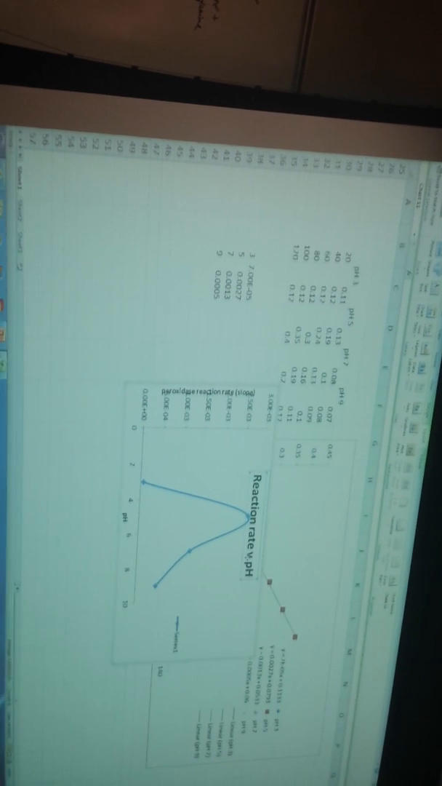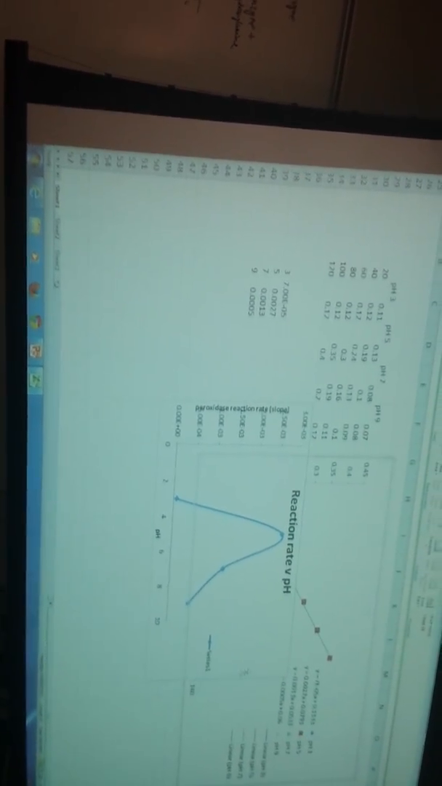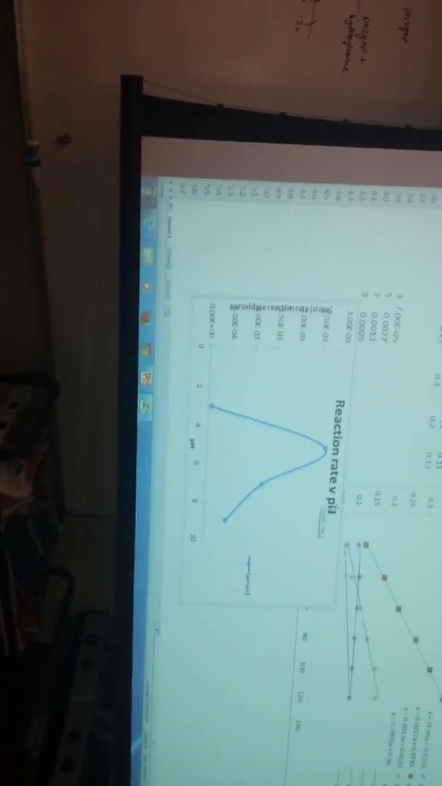Right? So there's our chart right there. That's all there is to it. Right? And that would be chart 5. This one right here would be what your chart 5 should look like, right? Yeah. Reaction rate versus pH.